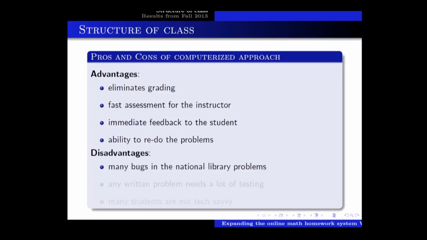There are disadvantages, of course. First of all, there are many bugs in National Library programs, and they are not mistakes, they are bugs. Some changes happen, something is not supported, something is going wrong. And also, any written problem needs a lot of testing. So we were writing our set of questions, and we were finding errors, bugs, a lot of things. So they do need really thorough testing, and it does take time.